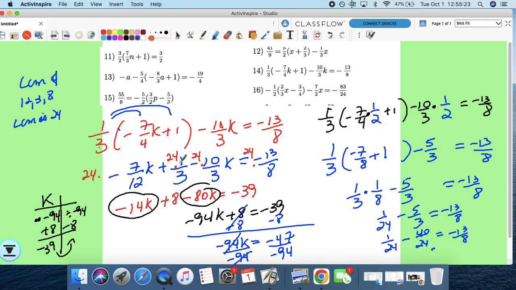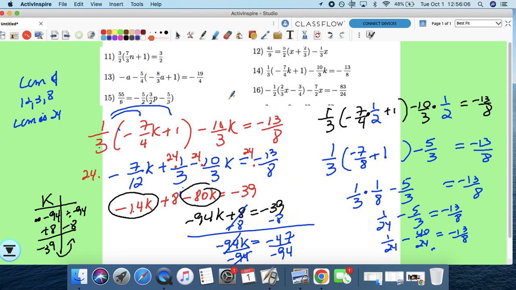7 over 12 k, that's okay. 1/3, that's okay. Minus 10 over 3 k, that's okay. The LCM was 24, right? 24 and 12 is 2 times 7 is 14. It's 8. Then 80. 39, apologies. Negative 39 over 8. Good. So my answer looks good, but I'm doing something wrong in the check.